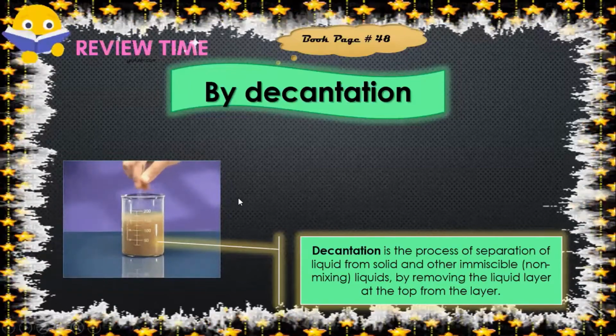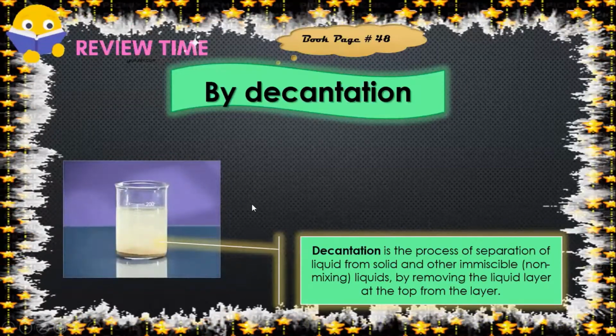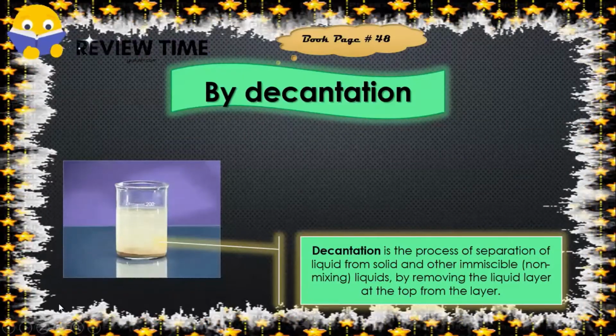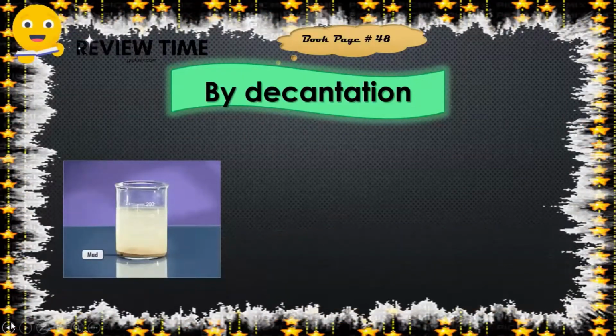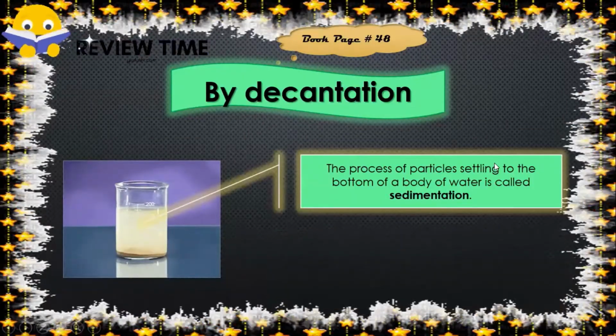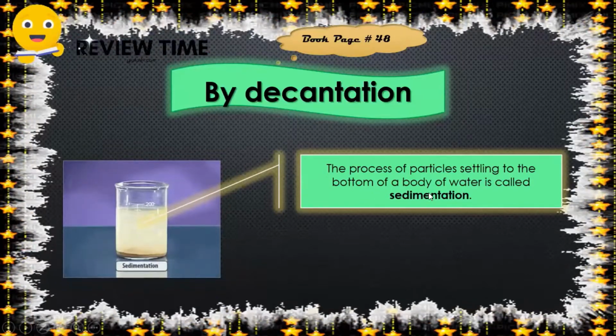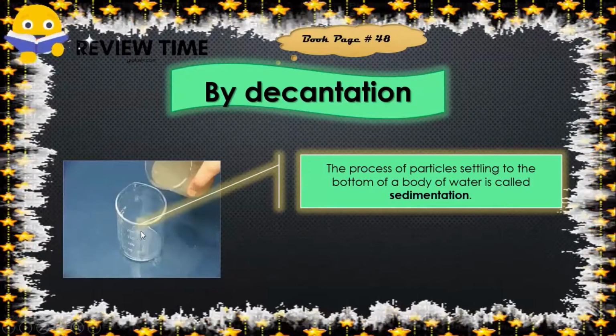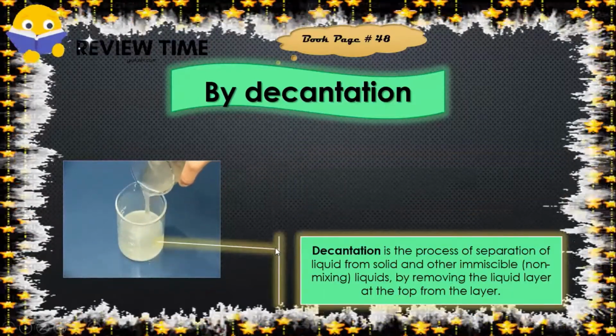So this is the mixture of sand and water. Just start the process. This is the process called sedimentation, when the sand separates from the water. The particles settling to the bottom of the body of water is called sedimentation. And if we pour off only the liquid, that is the process called decantation.